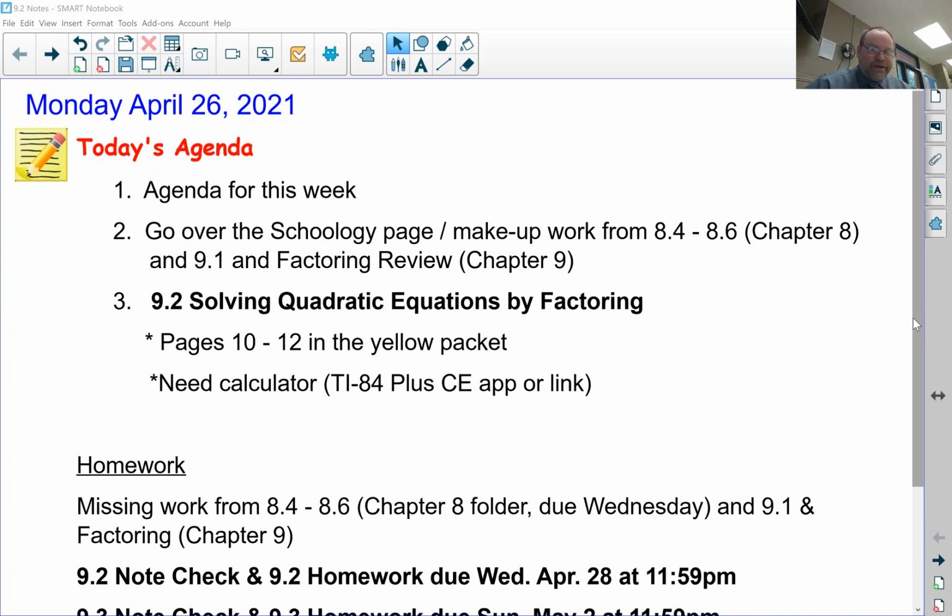So we're on page 10 in the yellow packet is where we're going to start today. If you need a calculator, you certainly can use one. Again, use one of the links, use the app, or if you have the Chromebook from the school, the TI-84 app is actually preloaded on that machine.